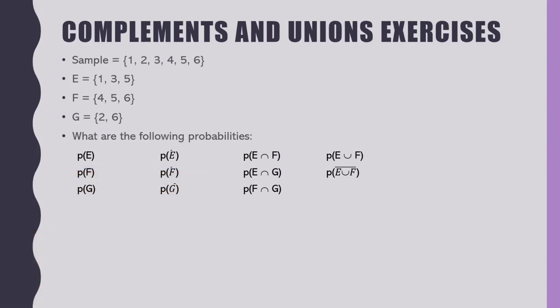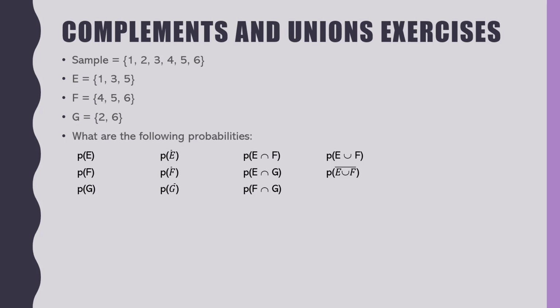So let's take a look and see how we did on these. What we have is a sample space 1 through 6. And then we have event E, which is getting a 1, 3, or 5. Let's say we're rolling a die here, right? Event E is 1, 3, or 5. Event F is getting a 4, 5, or 6. And event G is getting a 2 or 6. It doesn't have to be rolling a die, just getting those numbers somehow.